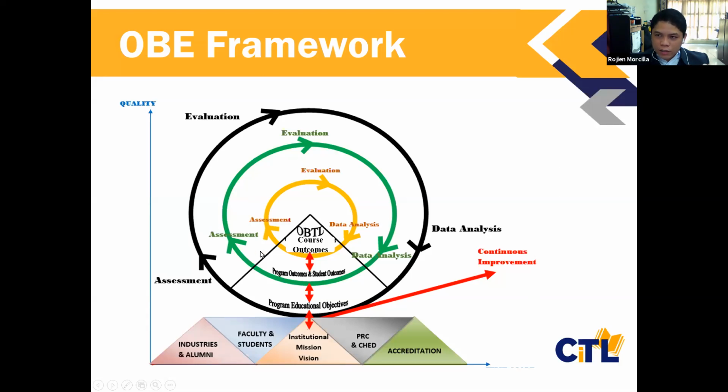And each program outcome also has assessment, evaluation, and data analysis, including at the course level. So there are three stages when we do the CQI in our OBE framework: assessment and evaluation of our program educational objectives, of our program outcomes, and of our course outcomes. Therefore, we now make a plan for what, how, and when we are going to assess and evaluate these three stages for continuous improvement.